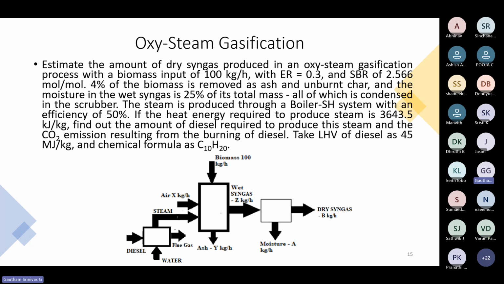Now you have established the mass balance for the reactor and the scrubbers. Now come to the boiler and superheaters. I have given you the heat energy required to produce steam, 3643 kilojoules per kg of steam. To produce 1 kg of steam, you need 3643 kilojoules. I have given you the diesel LHV.